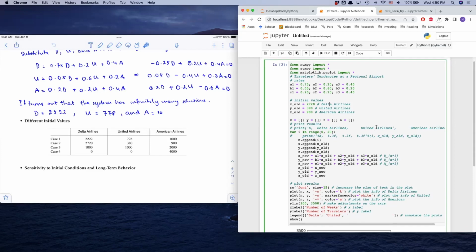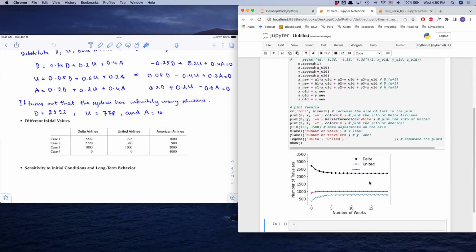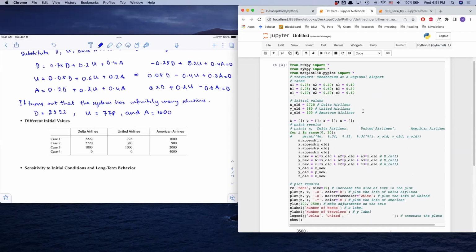And we're going to run the same code again. The only change that we made is the initial values of travelers using Delta Airlines, United, and American Airlines. All right, so I'm going to hit Shift Enter. And this is what I'm going to see. With different initial values, we run the code, and it turned out that no matter where you start in the second case, the values will go back to the equilibrium point, which is D equal to 2222, U equal to 778, and A equal to 1000. Let me make a correction here. So this is 1000.